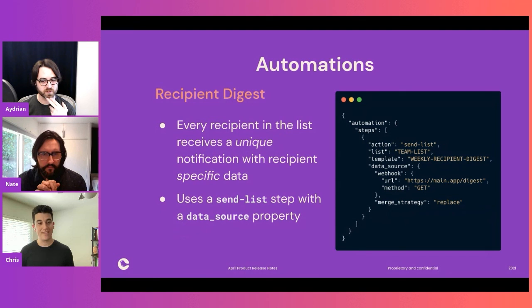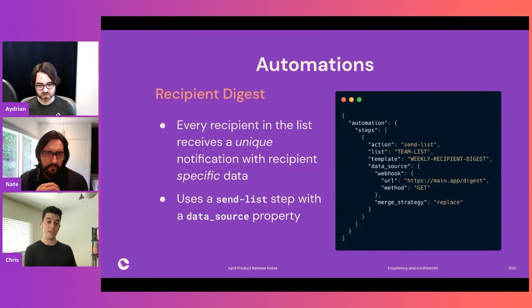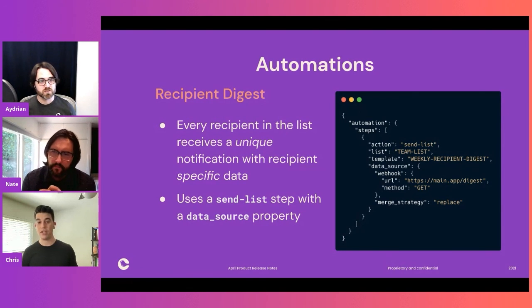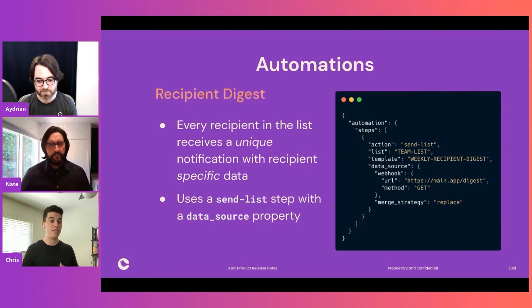Okay. And then the second type of digest that we're talking about today is the recipient digest. Sure. So if you have a use case where you want to send everybody in your list a very targeted notification, where you want to display some type of data that's very unique to them, then what you're going to want to use is the send list step. We've added functionality to this to include a data source property. In the data source property, you provide us a URL, and that URL needs to accept a query parameter with the recipient ID. In this way, you can return very specific recipient data that will be used to render that targeted notification.